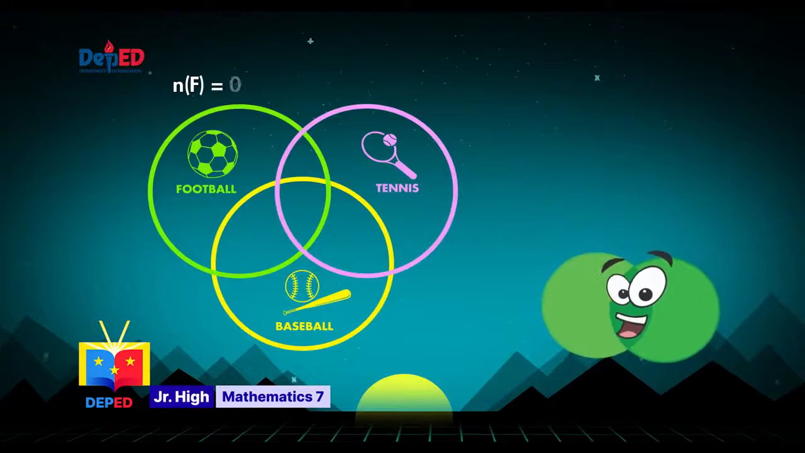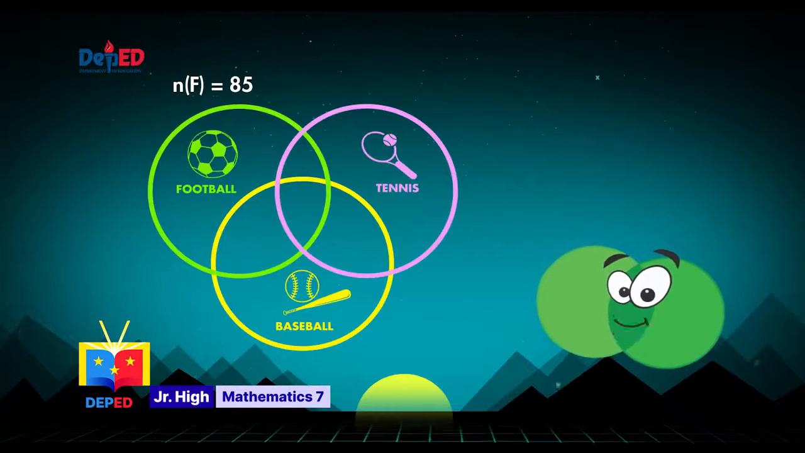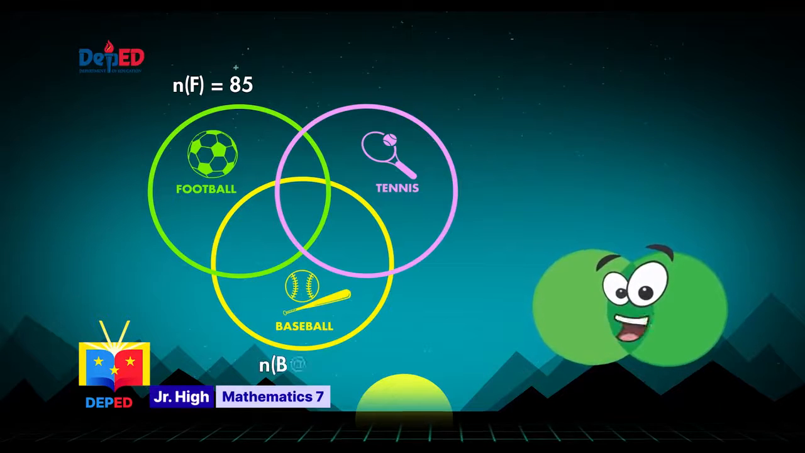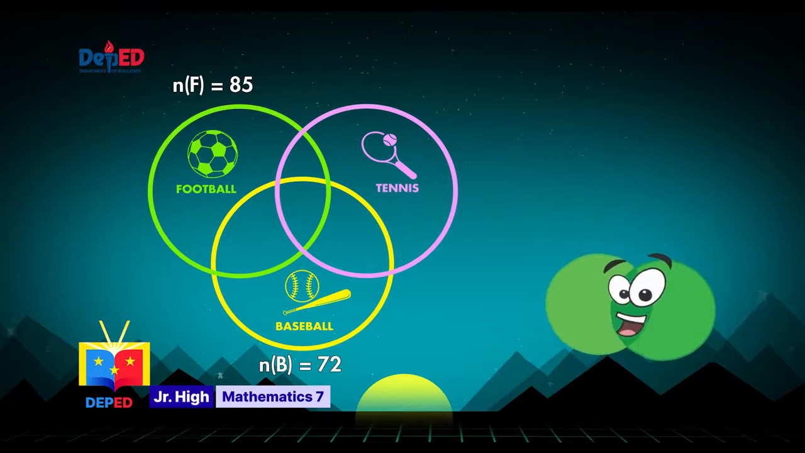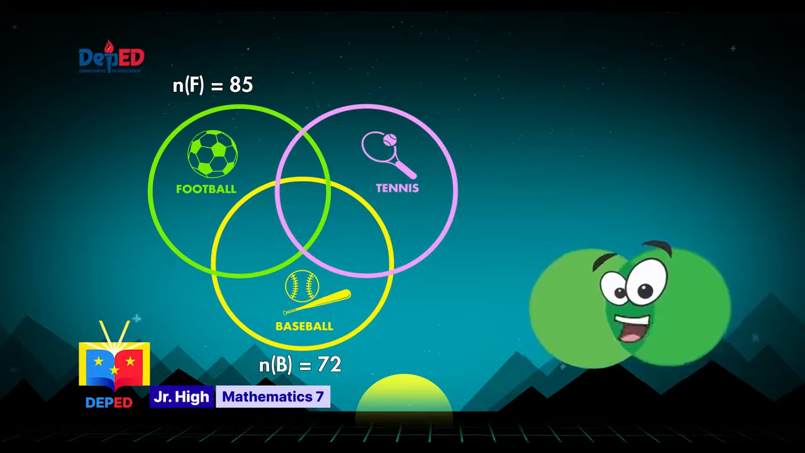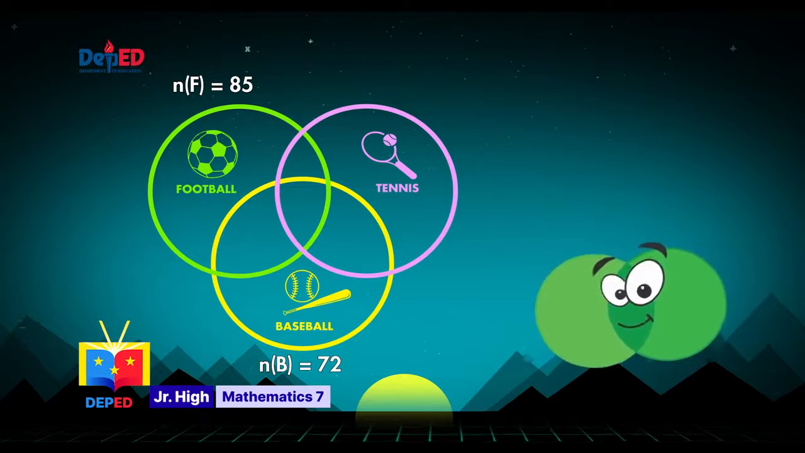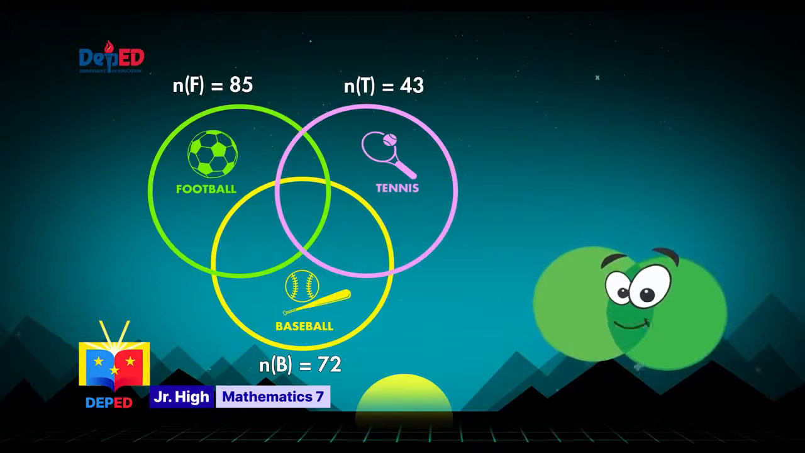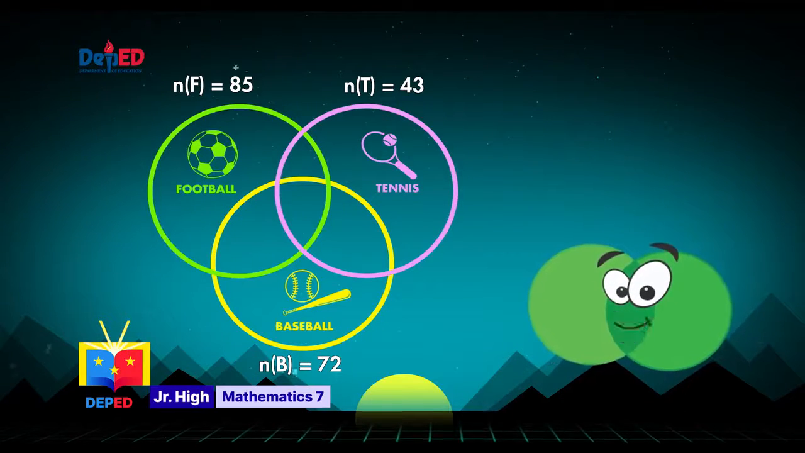N of F is 85, which represents students from the class who are football players. N of B is 72, since that is the number of baseball players in this class. N of T is 43, since there are 43 tennis players from this group of students.